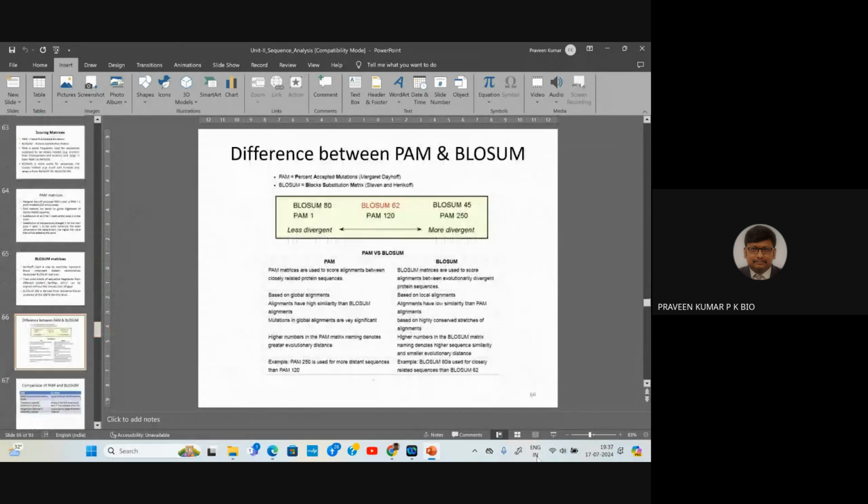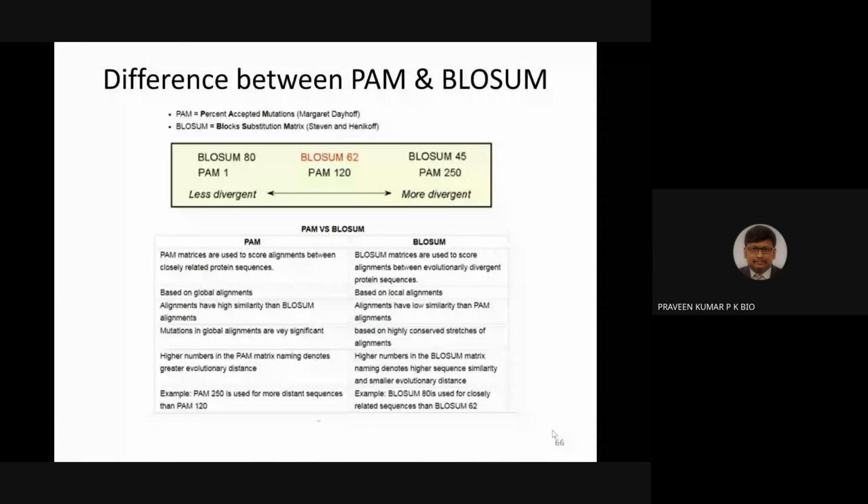You should not forget now. See this: PAM 250 equivalent here is BLOSUM 45, and PAM 1 equivalent is BLOSUM 80. Isha's answer is right for PAM 1, but for PAM 250 it is BLOSUM 45. And for PAM 120, which is used by default, that is BLOSUM 62. BLOSUM 62 is the default used in the BLAST tool, which we can find in advanced options. These are also very important questions in common entrance examinations. At least remember these three values: PAM 1, PAM 120, and PAM 250.